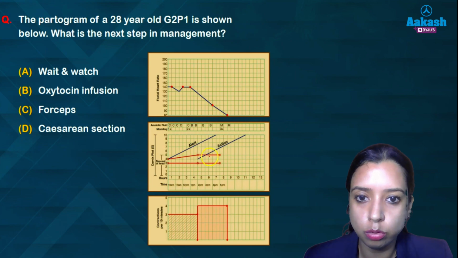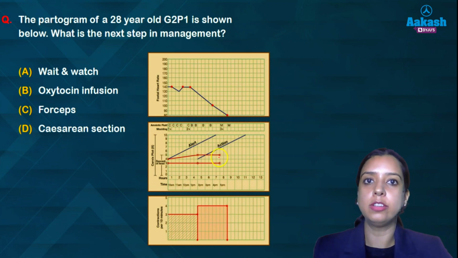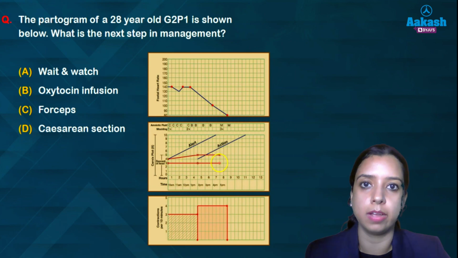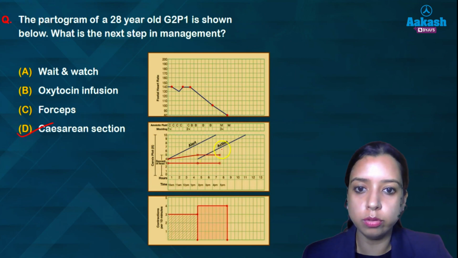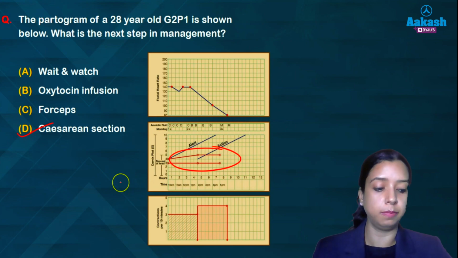See the dilation. It is only 5 centimeter. You cannot apply instrument at 5 centimeter. Head is 3 by 5, so high. So forceps cannot be done. Your answer will be cesarean. So you have to see this for deciding what will be your next step.